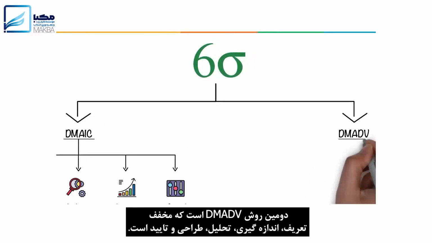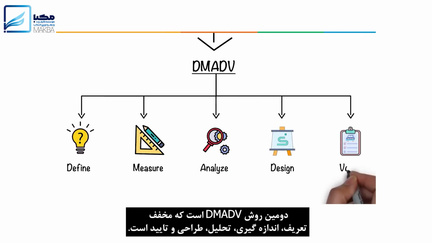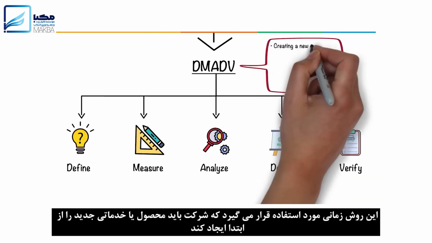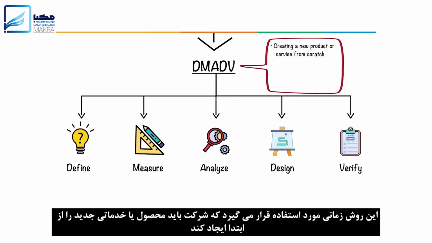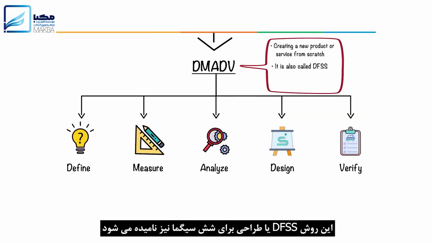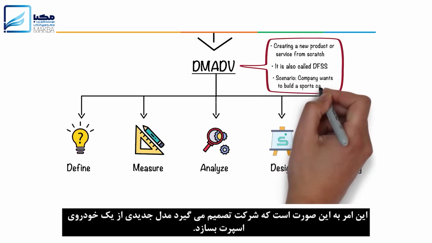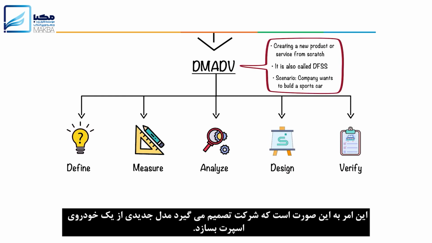The second methodology is DMADV, which is short for Define, Measure, Analyze, Design, and Verify. It is used when the company has to create a new product or service from scratch. It is also called DFSS, or Design for Six Sigma. Let's take the scenario where the company decides to build a new model, a sports car.